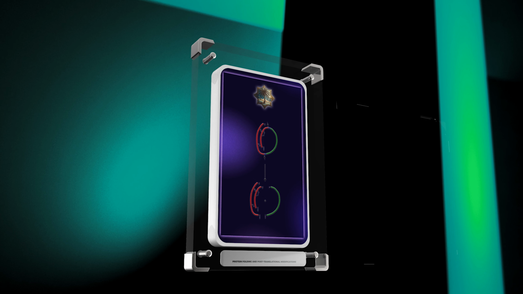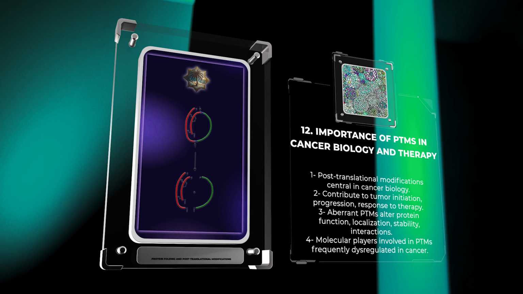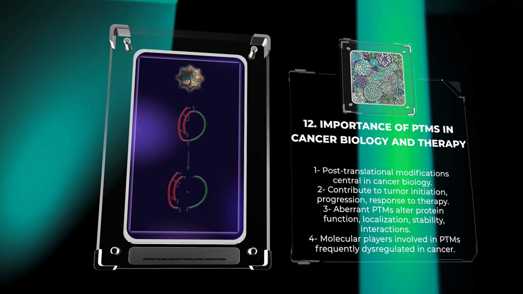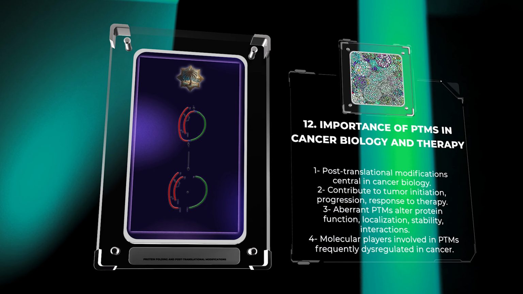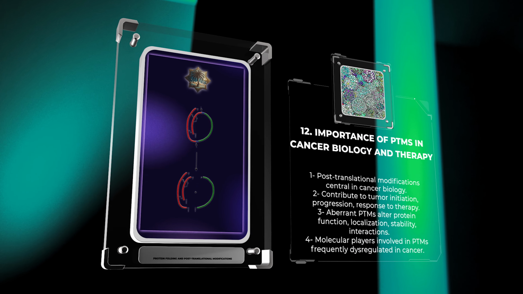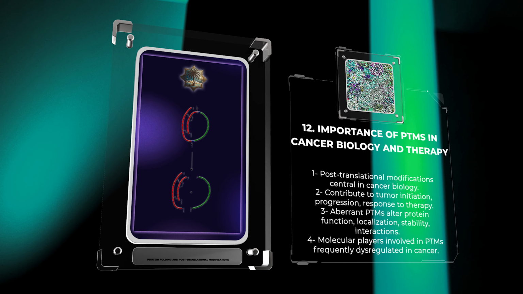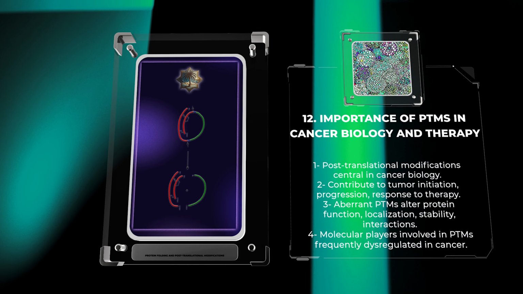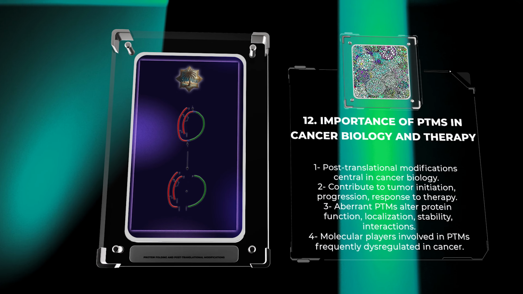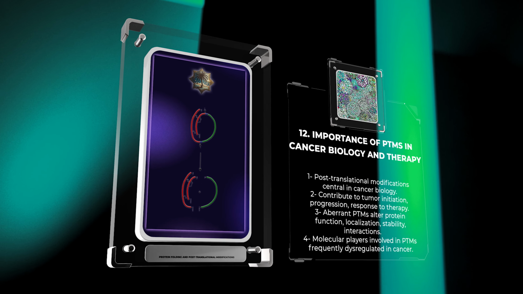Post-translational modifications play a central role in cancer biology, contributing to tumor initiation, progression, and response to therapy. Aberrant PTMs can alter protein function, localization, stability, and interactions, directly impacting oncogenic pathways. Molecular players involved in PTMs, such as kinases, phosphatases, acetyltransferases, and deacetylases, are frequently dysregulated in cancer. Consequently, PTMs are often exploited as targets for cancer diagnosis, prognosis, and therapy. Understanding the intricate interplay between PTMs and cancer biology provides critical insights into disease mechanisms and paves the way for the development of targeted therapies.